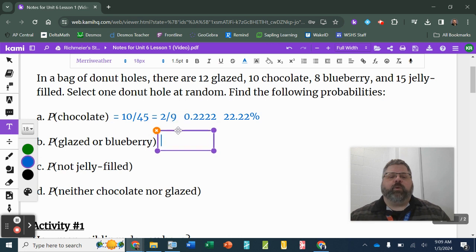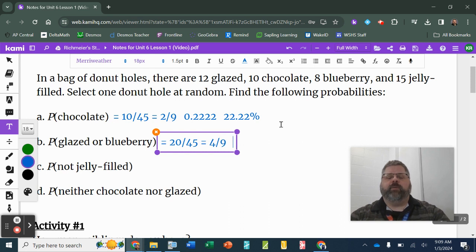So for glazed or blueberry, I'm looking at how many donut holes are glazed and how many are blueberry. It turns out there are 20 in total, because I've got the 12 plus the 8. Again, 20 and 45 are both divisible by 5, so I'd have 4 over 9, which could be expressed as 0.4444 or even as 44.44%.